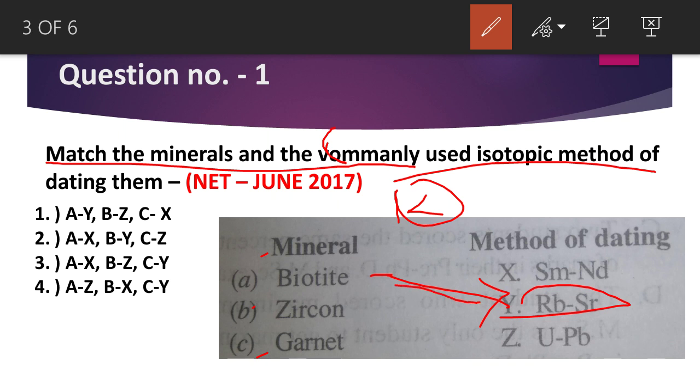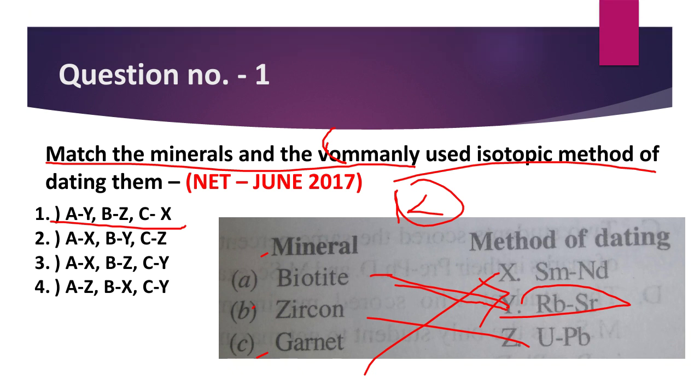So biotite can be dated by rubidium-strontium, and the same in the case of zircon you have uranium, and in garnet you have samarium. So the correct matching will be A to Y, B to Z, and C to X. So here option number 1 will be your right answer. In all minerals, the radioactive elements substitute the major elements.